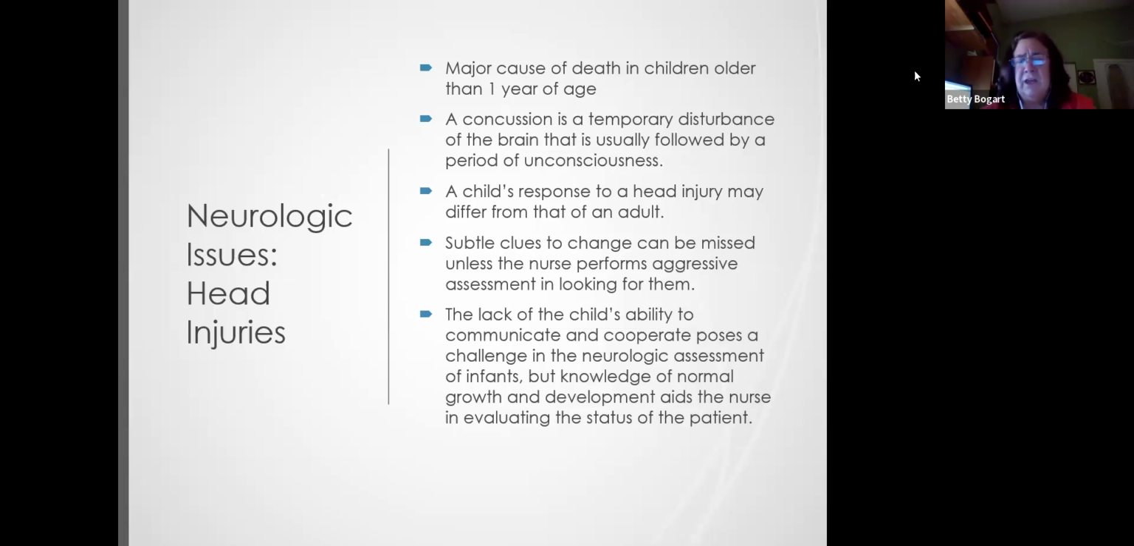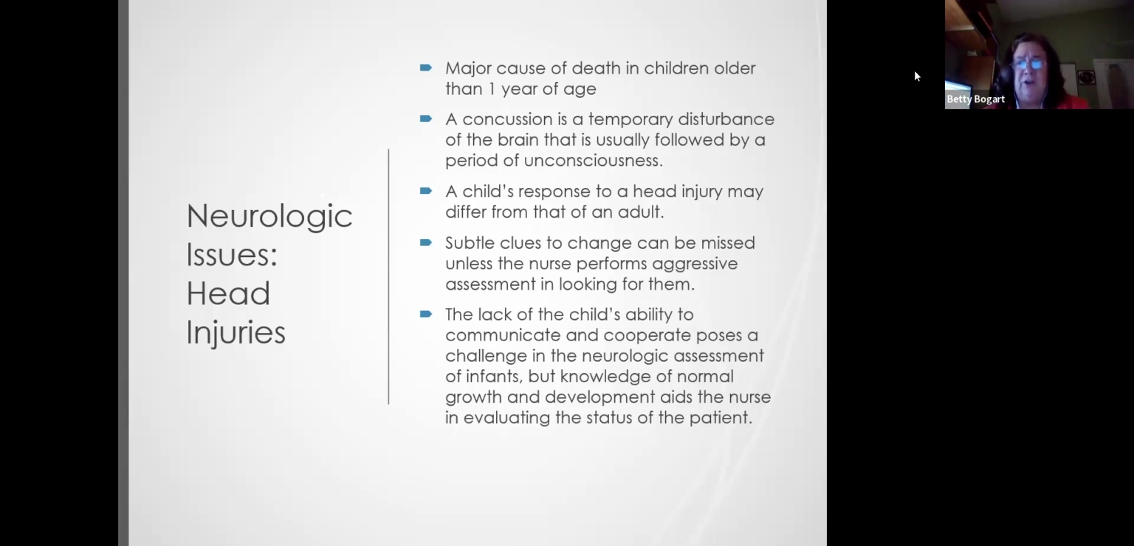So, concussions. I've seen those, the school age and young adolescents playing baseball, sliding into third base, hitting the head with the knee of the defender and being knocked out. A concussion is a temporary disturbance of the brain, and it's followed by a period of unconsciousness. So you get hit in the head and you go to sleep, and then eventually you wake up, right?